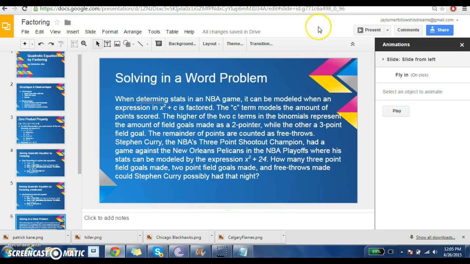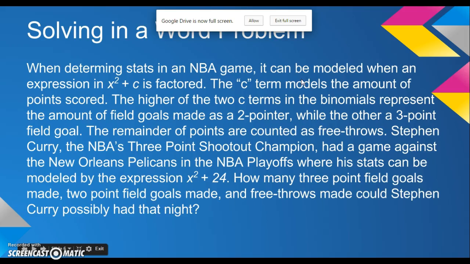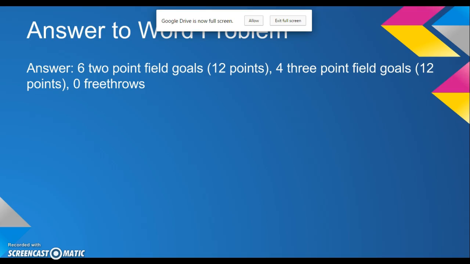So if we go back to the presentation here, the remainder of points are counted as free throws. Now if you remember, 6 times 2 equals 12. 3 times 4 equals also 12. So the 12 plus 12 equals 24, which means he did not have any points coming from free throws. So now if you look here, the answer is 6 2-point field goals, 4 3-point field goals, and 0 free throws.